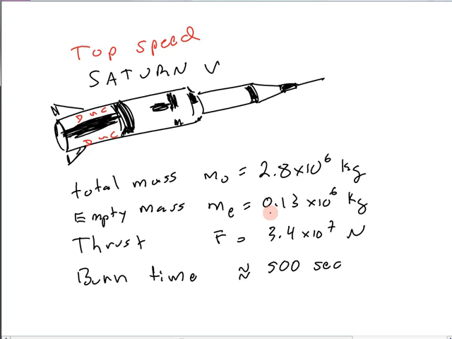But the empty mass is about 5% of that. 95% fuel. And as it burns through its fuel, its mass is changing dramatically. And we're going to try and look at how that affects its motion today.